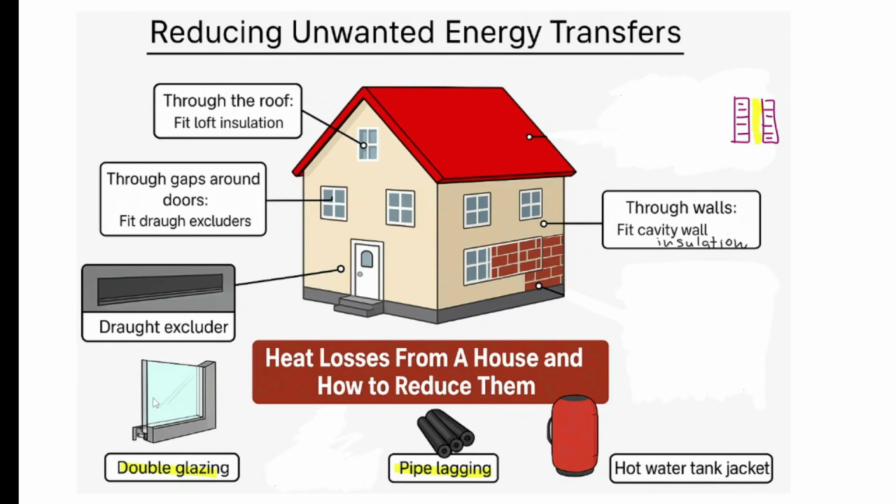Draft excluders, you can see them in the post boxes or sometimes under the doors of buses. And then for the roof, we use loft insulation.